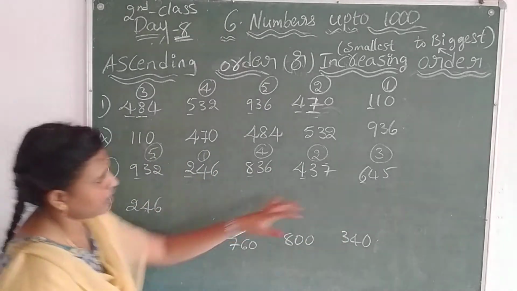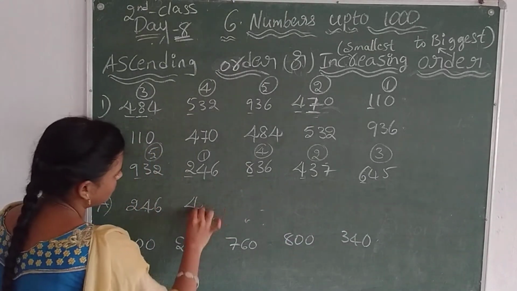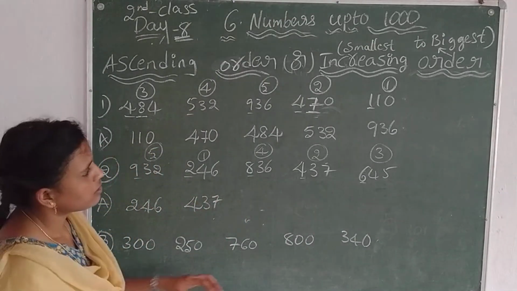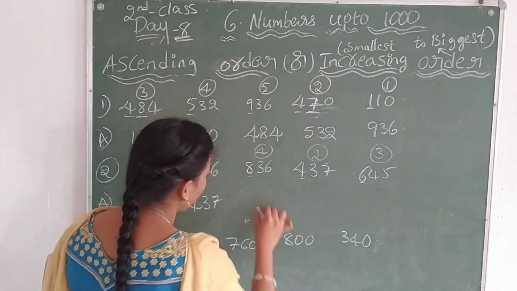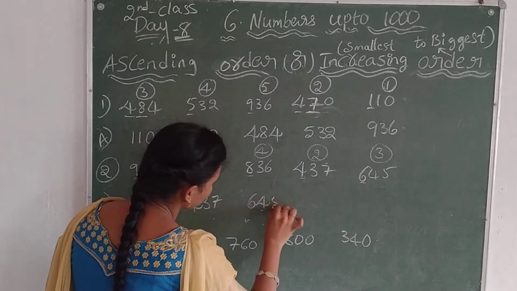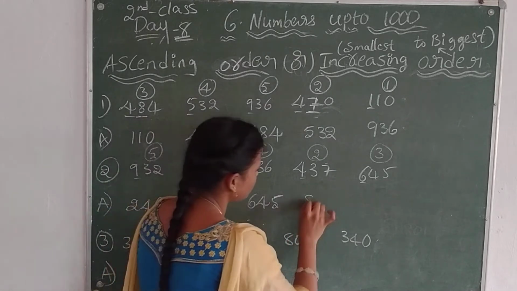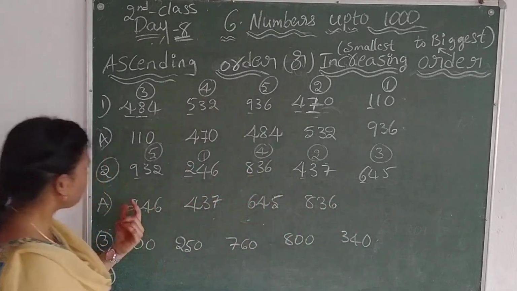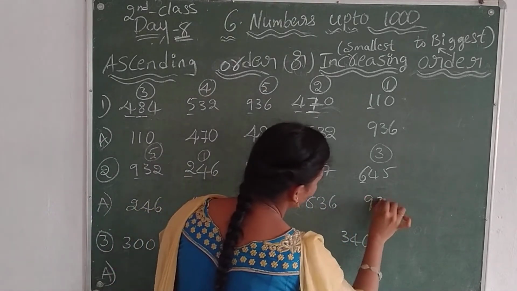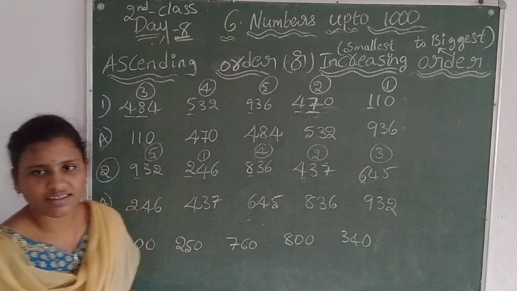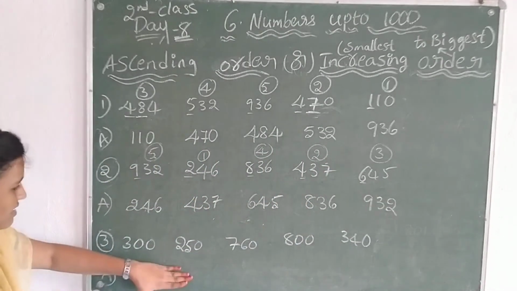246. And the second one is 437. Third one is 645. Fourth one is 836. Fifth one is 932. Is it clear, all of you? Come to the next sum.